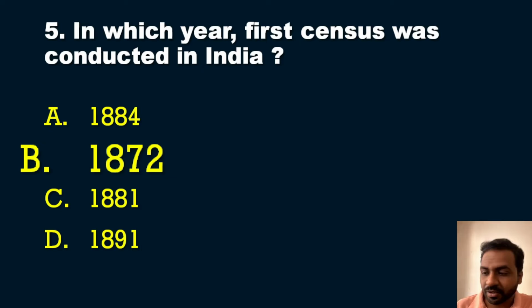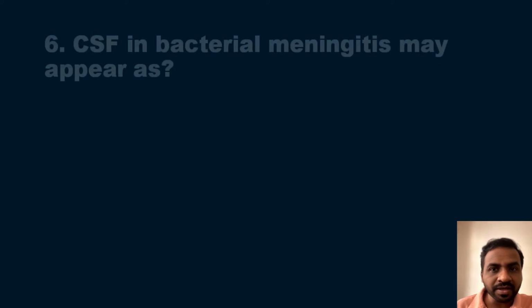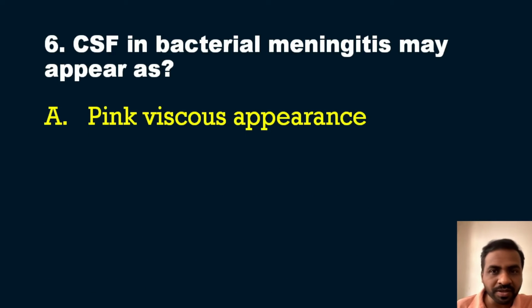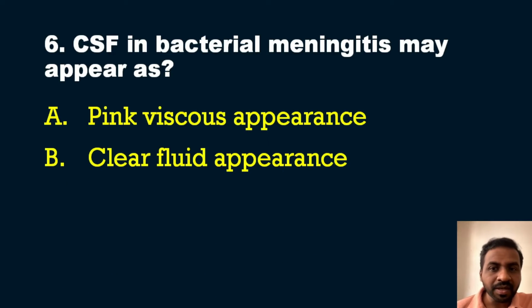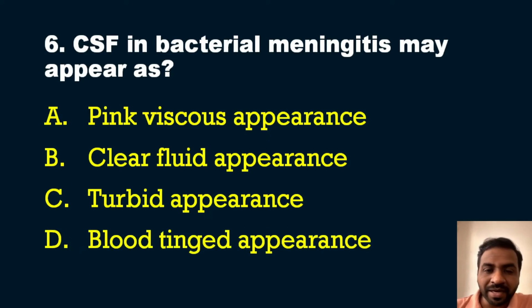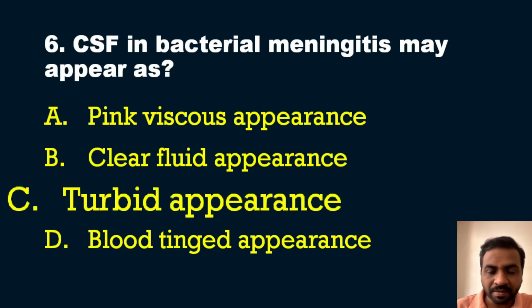Okay, 1872. Now we will move on to the next question, the sixth question from the central nervous system. The question is: CSF in bacterial meningitis may appear as. It's a very direct, simple question. The options are pink viscous appearance, clear fluid appearance, turbid appearance, and finally blood tinged appearance. Very easy, direct question. So how will CSF in bacterial meningitis be? Obviously the answer is option C, a turbid appearance.